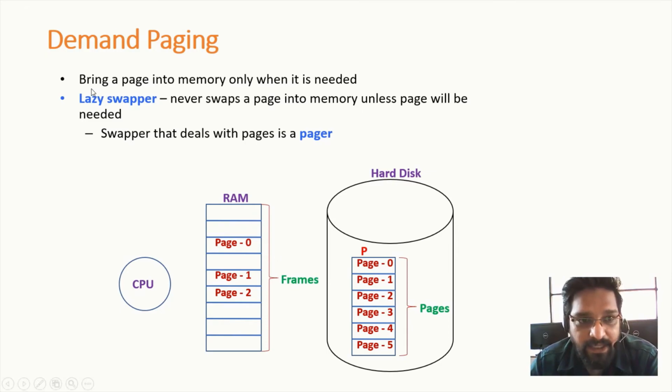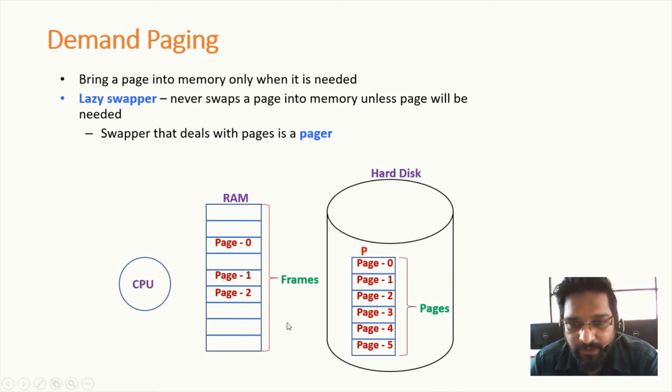So that's what I have written here: bringing a page into memory only when it is needed. If the CPU needs a corresponding page, only then are we going to bring that page into RAM. Otherwise, we are not going to bring that page inside the RAM. Moving a page from hard disk to RAM when it is required is done by the lazy swapper. The lazy swapper never swaps a page into memory unless the page will be needed.